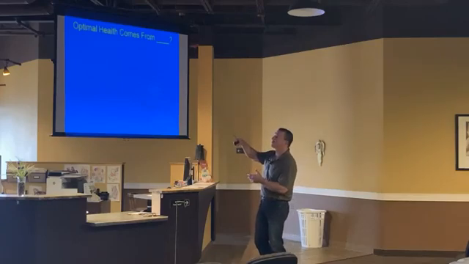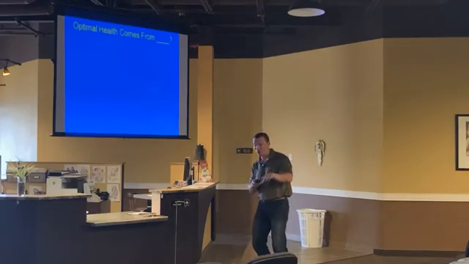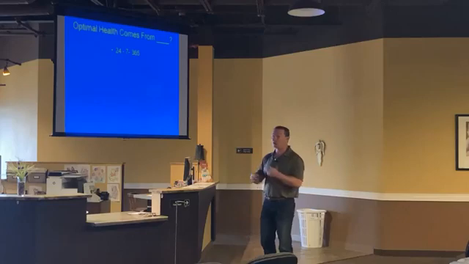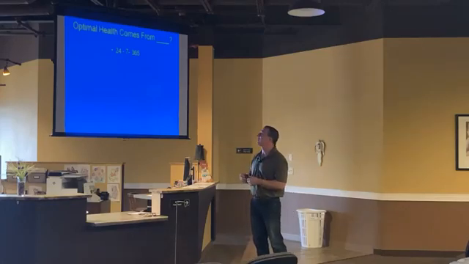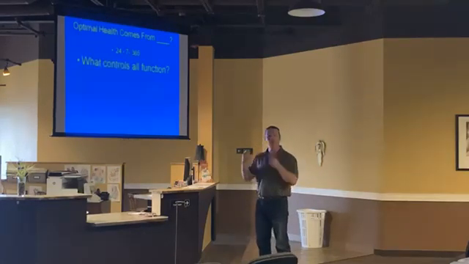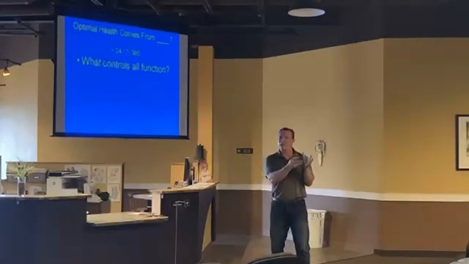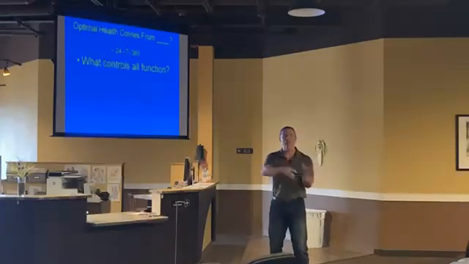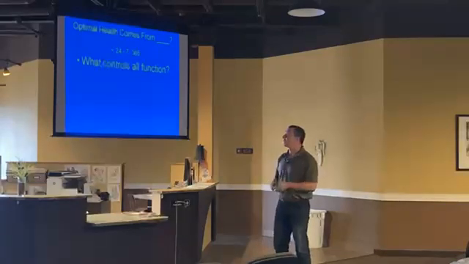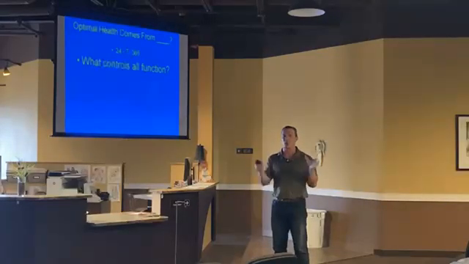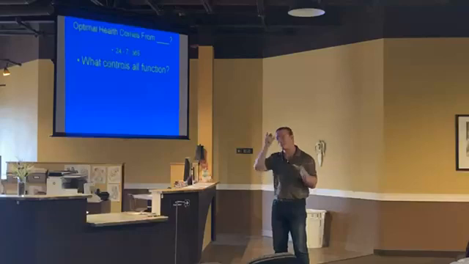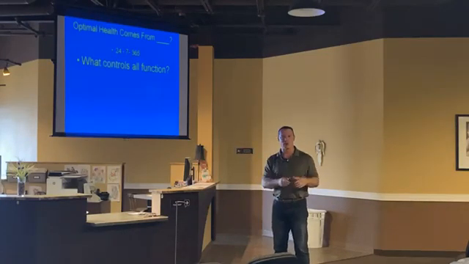So optimal health comes from optimal function, and your body does function 24/7, 365 days a year, right up until the day you drop. And we're talking about how your body has this mechanism to identify and then deal with those stressors. There's something that has to control all those functions, right? So what is it in your body that controls and coordinates all those different cells and all those different functions?